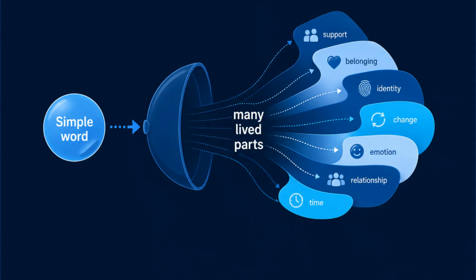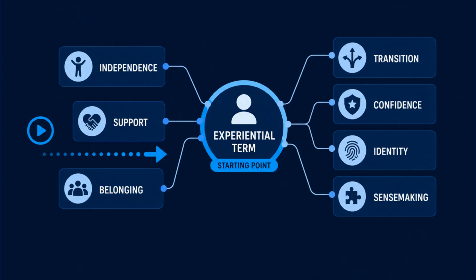This matters because qualitative research questions often look simple on the surface. A question may ask how participants experience independence, support, belonging, transition, identity, confidence, or change. But inside those words are multiple parts of lived experience. The main experiential term is usually the word that names what participants are experiencing. In one study, that word might be independence. In another, it might be support, belonging, transition, confidence, identity, or sense-making. That word becomes your starting point.